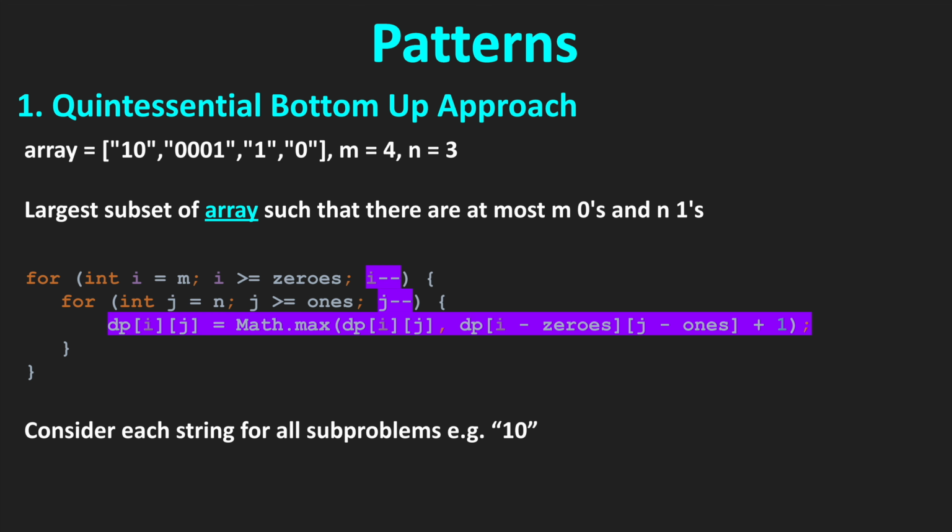So again, after creating an array, the solution is pretty straightforward. What we do is we are considering each string for all of the subproblems. Again, for the full solution, I will include that in the description so you can check. This is the third example of the quintessential bottom-up approach.